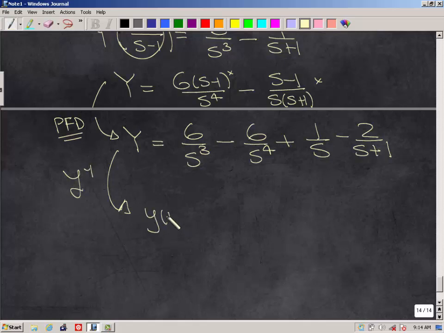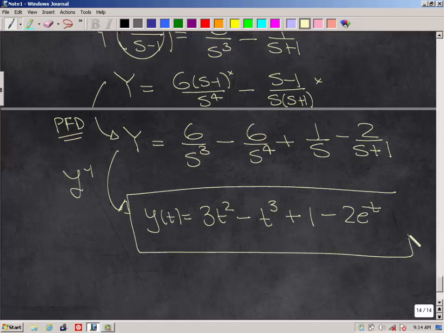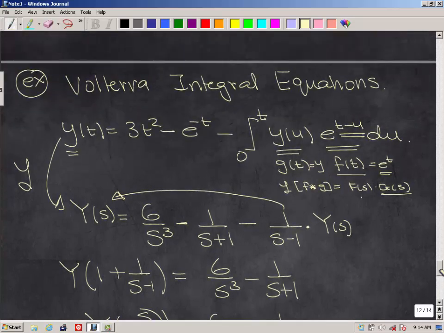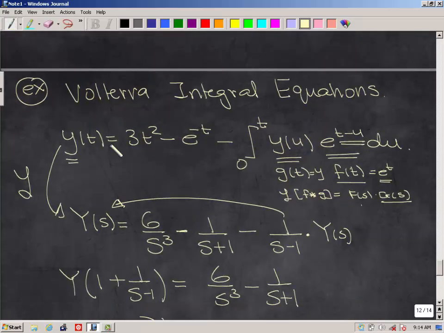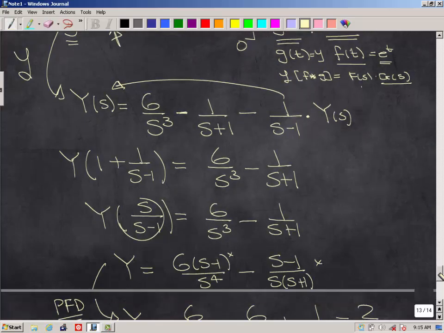So we get y of t is equal to 3t squared minus t to the 3, because that's exactly what it is, 3 factorial over s to the 4th. That's what Laplace of t cubed is, plus 1 minus 2e to the negative t. So we were able to solve this Volterra integral equation. A Volterra integral equation is basically an equation that involves an integral, and the way we handle that integral is by convolutions, and then you find the inverse Laplace transforms.